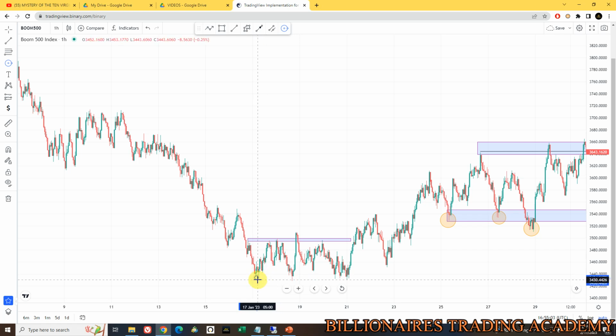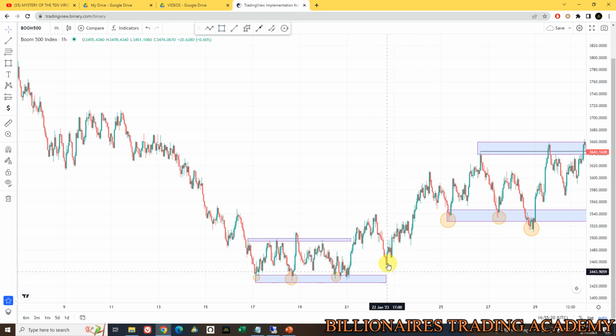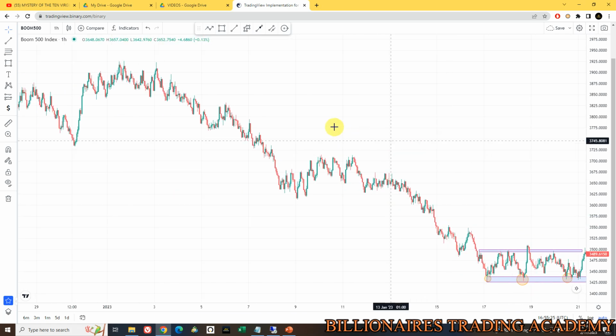1, 2, 3. You see these points, you can now draw. This is your zone. This is your zone, right? So if price were to come back here, you would have taken a buy, right? Yes, that is support and resistance for you.